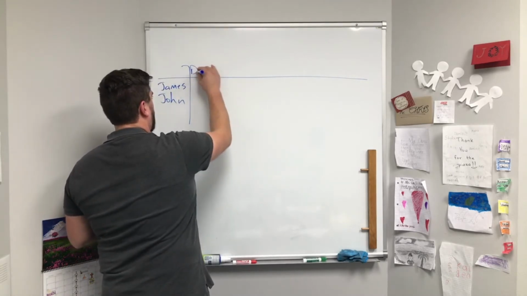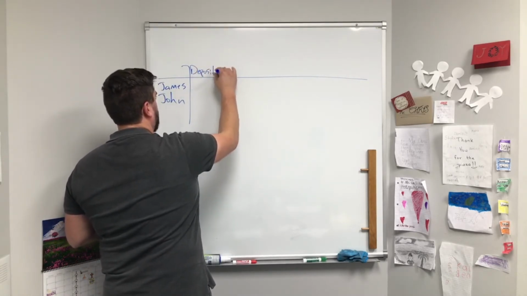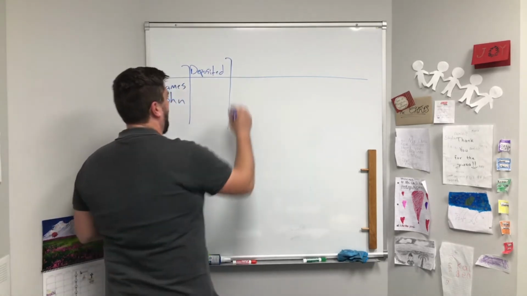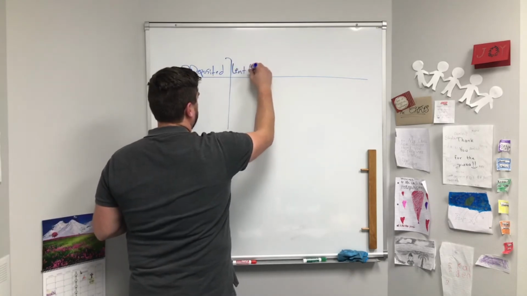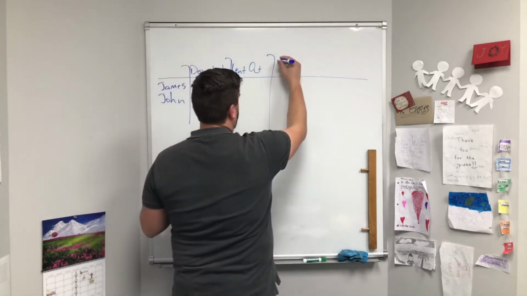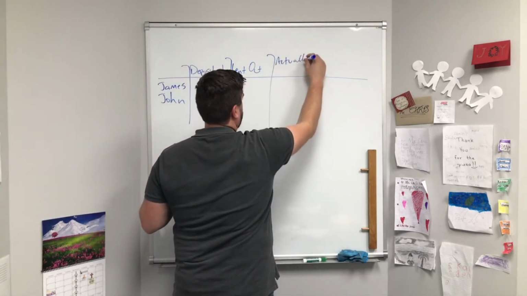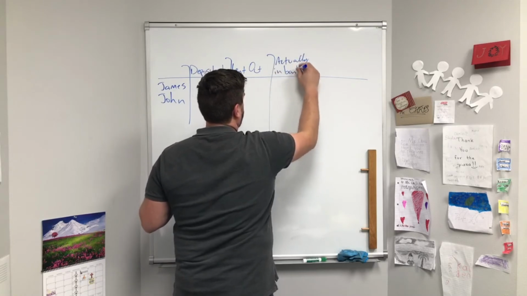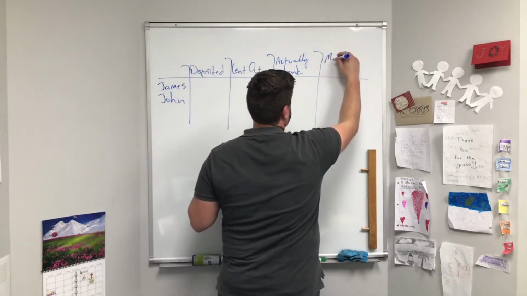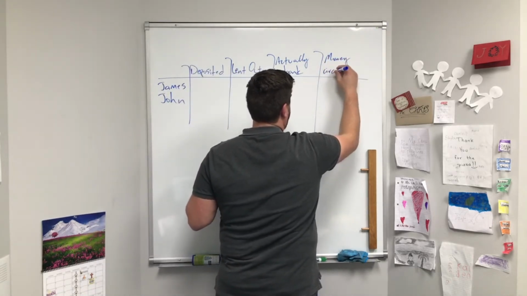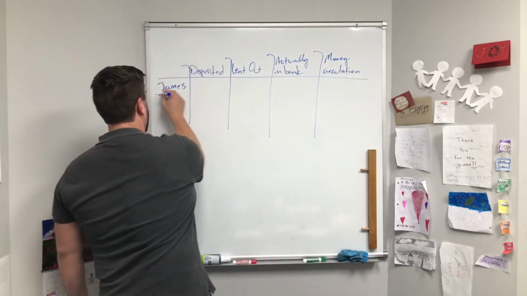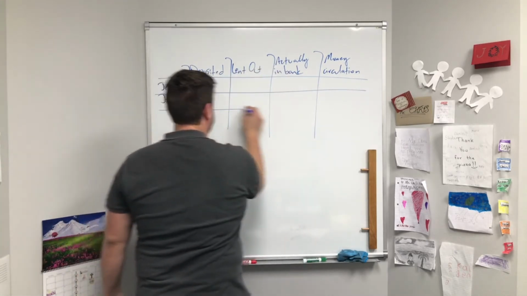First, we're going to look at how much money is actually deposited in the bank by James and by John. Second, we're going to look at how much of this money that's been deposited has been lent out by the bank. Third, we're going to look at how much money is actually in the bank. And then fourth, we're going to look at how much money is in circulation. And that means how much money is in the bank and is actually being used right now. So let's take a look at this.